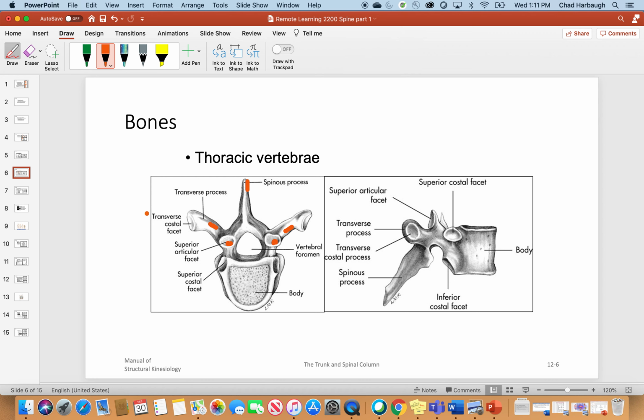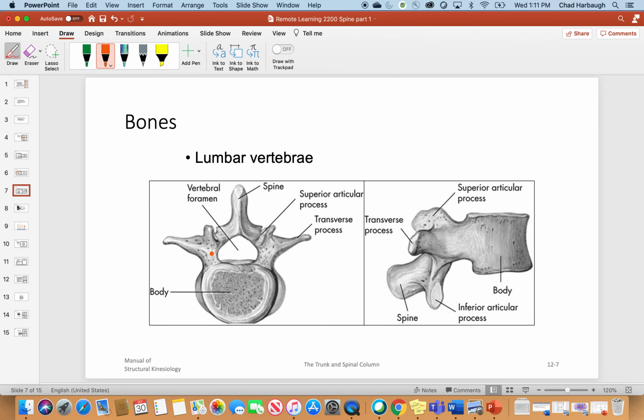But we also start to see the first distinguishing feature of the transverse costal facet. And costal simply means the rib. So I'll just draw it in here. The rib would be wrapping around, attaching to the transverse costal facet, and then eventually landing. The head of the rib would land on the superior costal facet. So these are the two articulation points that we see for the ribs in T1 through T12.